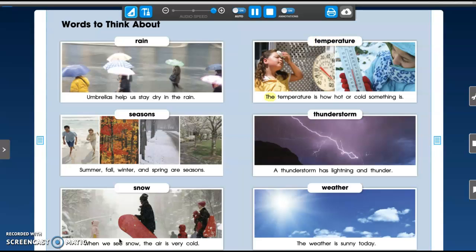Temperature. The temperature is how hot or cold something is. Thunderstorm. A thunderstorm has lightning and thunder. Weather. The weather is sunny today.